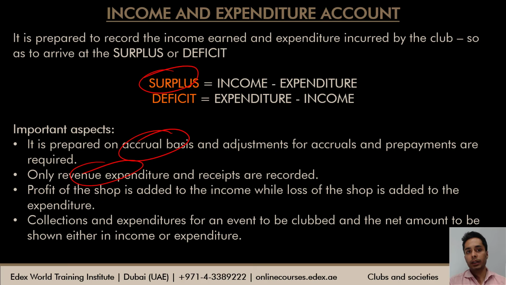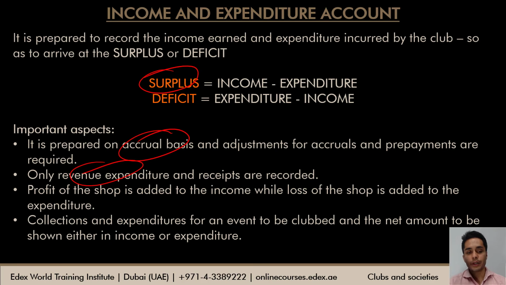Now, when there is a separate trading account within the club or society, we've already prepared a trading account for such an activity to calculate the profit or loss made during the period. Now, this profit or loss has to be transferred to the income and expenditure account. If there is a profit from the trading activity, you would include it under the incomes. And if there's a loss from the trading activity, which is also possible, you would include that under the expenditure, obviously. And then you do not take the shop revenues and shop purchases separately in the income and expenditure account because you've already taken the net profit or net loss from the trading activity.